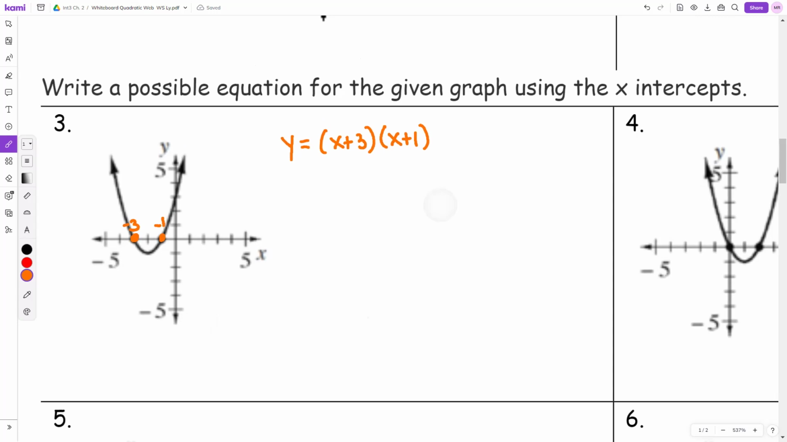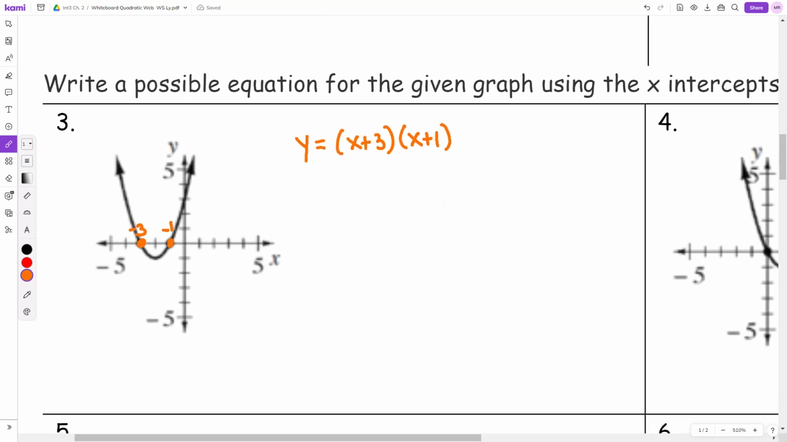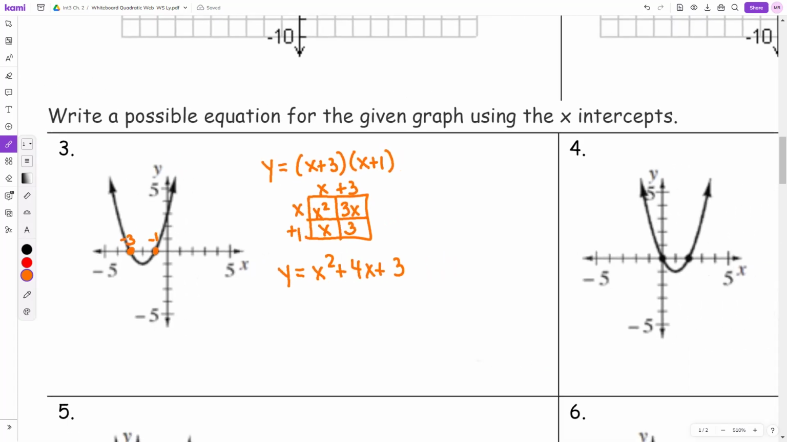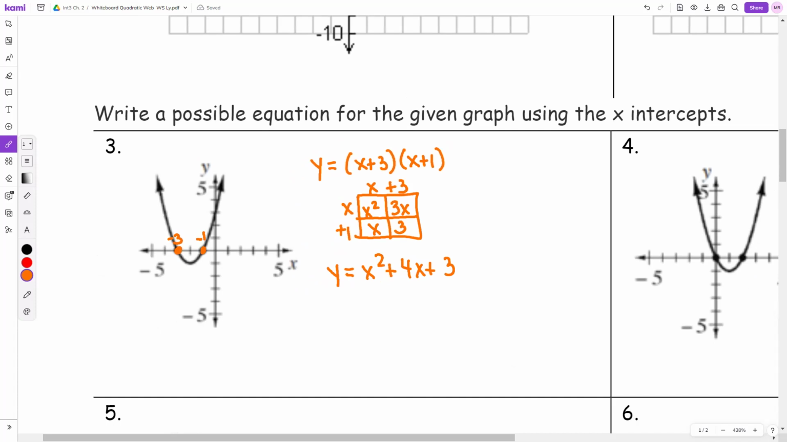Now, we could also multiply this out. So if I was to multiply this out, I'm going to take x plus 3 times x plus 1, and I'm going to get an x squared. I'm going to get a 3x. I'm going to get an x, and I'm going to get a 3. So you can also write this in standard form, x squared plus 4x plus 3. I would probably, for this one, write it in either of those two forms.